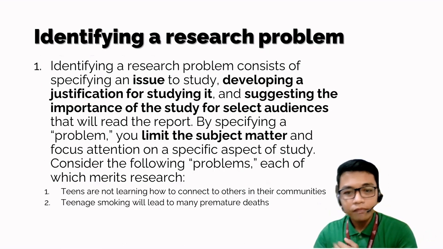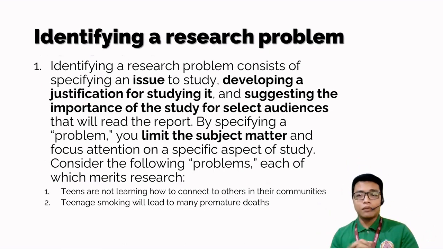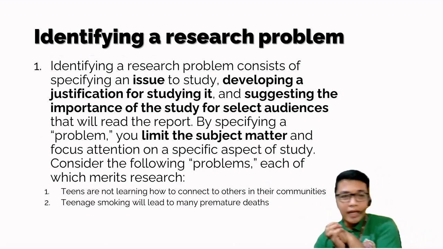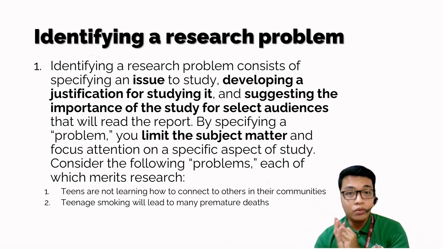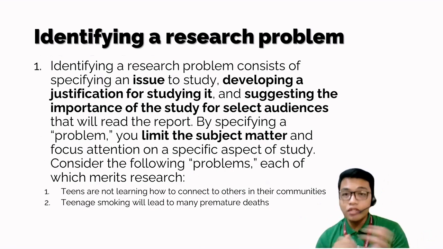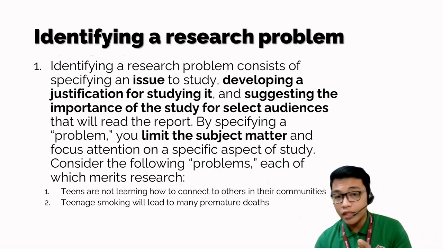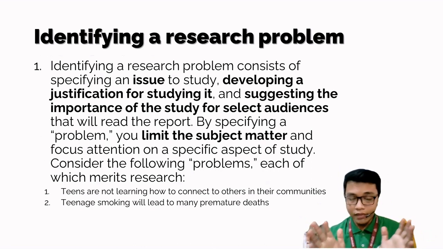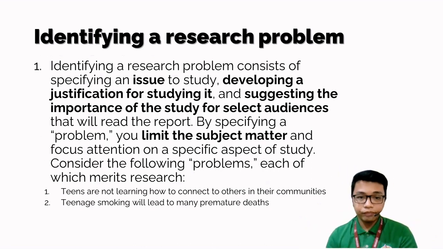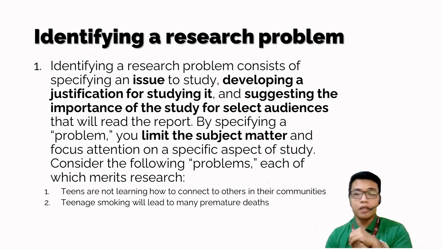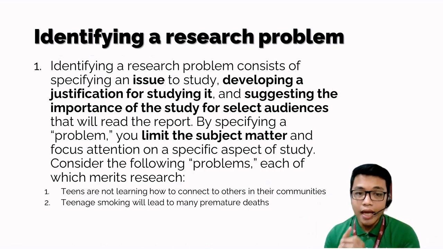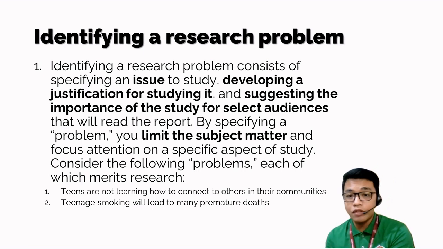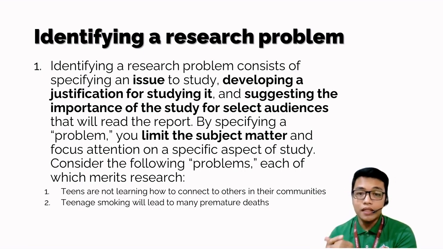All right. So the first part is identifying a research problem. Here, identifying a research problem consists of specifying an issue to study, developing a justification for studying it, and suggesting the importance of the study for select audiences that would probably read your report. By specifying a problem, you limit the subject matter and focus attention on a specific aspect of study.